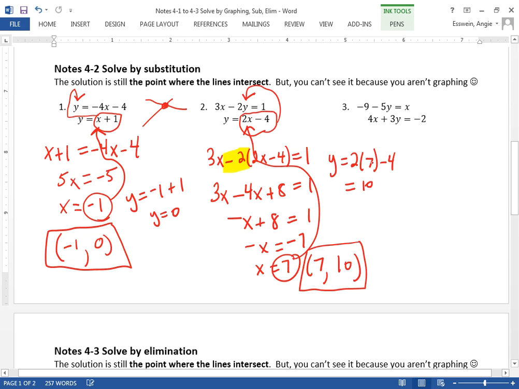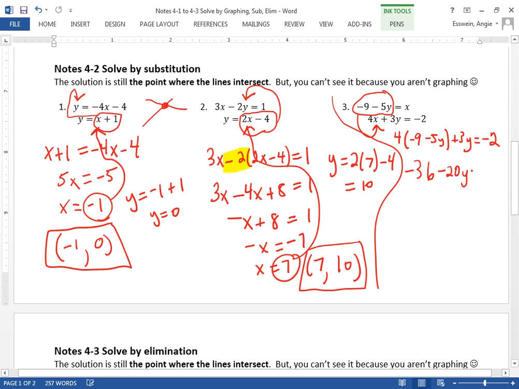And if you see me make a mistake, please stop me. And then here, what's alone, x or y? X. So we take what x is, and we substitute it in for the letter x with parentheses. So 4 times x plus 3y equals -2. We have one equation with one unknown, -36 minus 20y plus 3y equals -2.